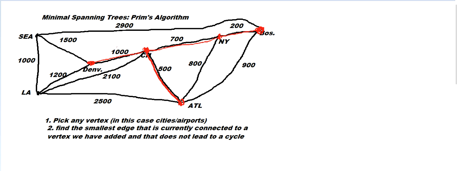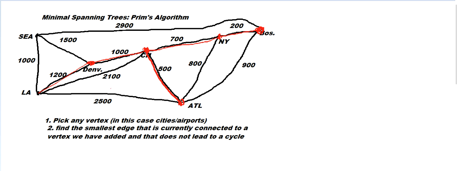Got Denver now. Denver to LA, that's 1,200. Denver to Seattle, 1,500. Chicago to LA, 2,100. ATL to LA, 2,500. Boston to Seattle, 2,900. Boston to LA and New York to ATL are both relatively small, but they would create a cycle. They don't go somewhere new, so we don't add those. So it looks like Denver to LA is the smallest.